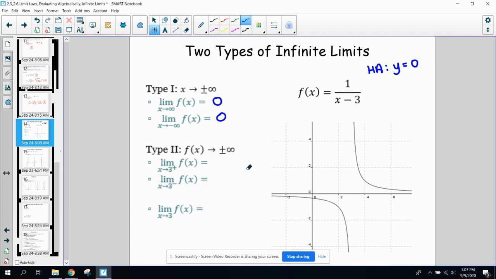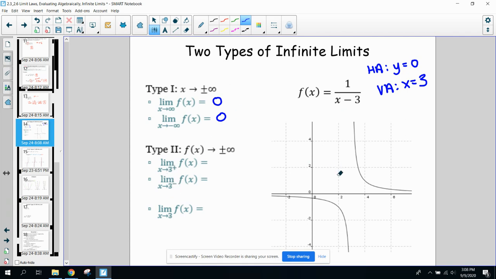Now type 2 is when the limit is actually going to approach infinity or negative infinity. So x is approaching the vertical asymptote. Here, the vertical asymptote we can see from the function is when we set the denominator equal to 0. So if I set x minus 3 equal to 0, I get x equals 3. So x equals 3 is my vertical asymptote. That is what the x values are approaching.